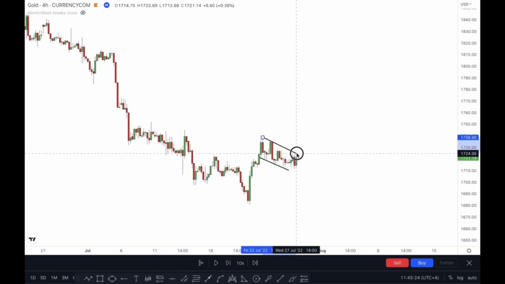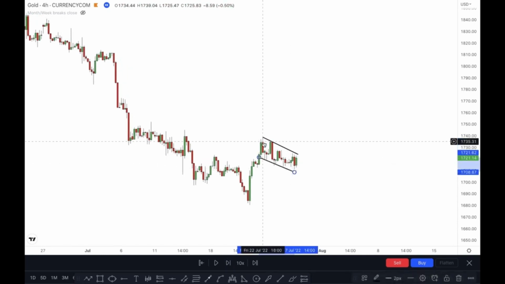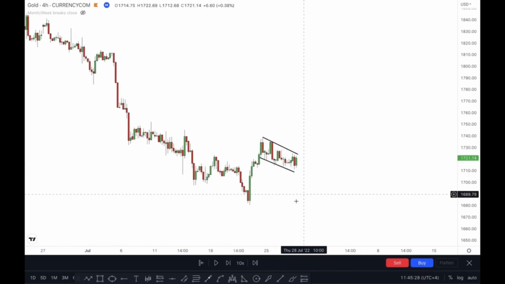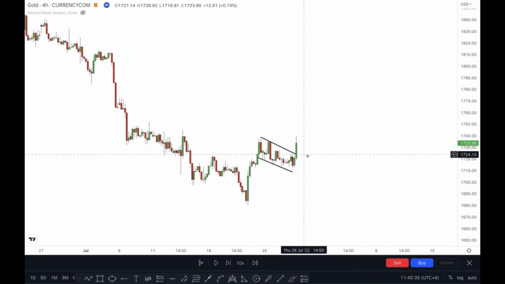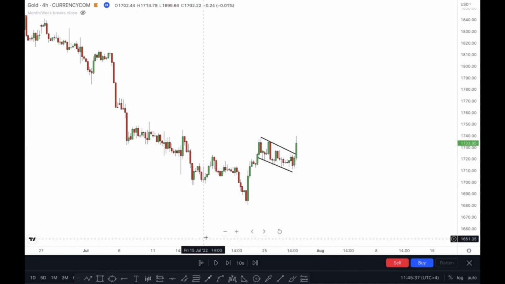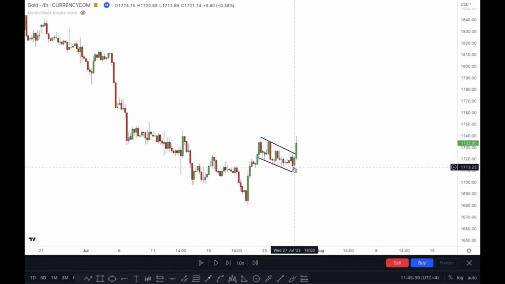Let's just extend this, right? We just keep on correcting. This is the impulsive phase. We have the correction phase. Let's take a look at this. This is the breakout, right? So you can see the candlestick closing above this resistance trend line, and this is an indication that this correction phase is over and we have the impulsive phase resuming.